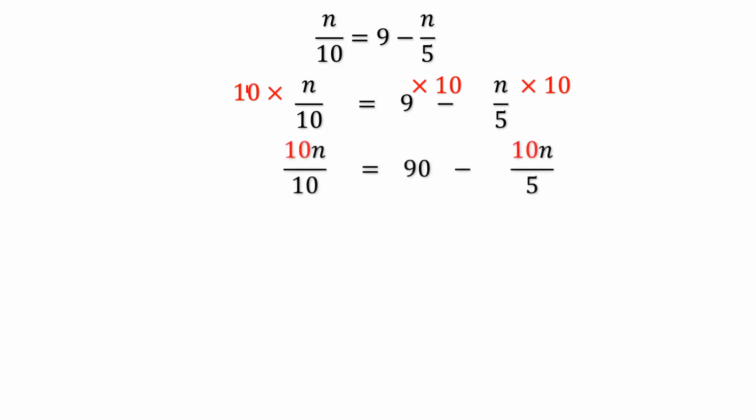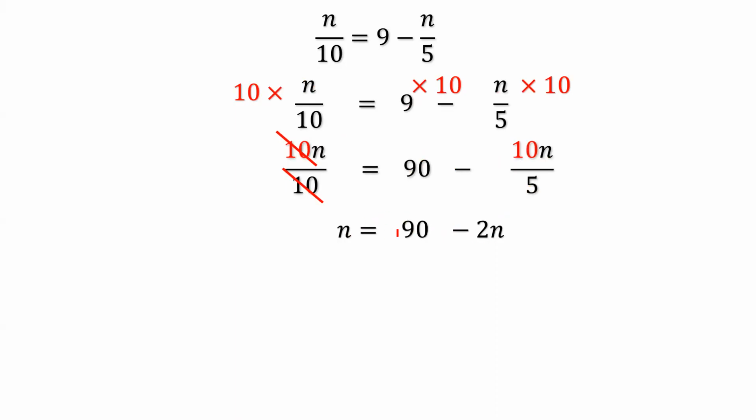So 10 times n is 10n over 10. 9 times 10 is 90. And n times 10 is 10n, all over 5. We can cancel the 10 and the 10, they cancel out, leaving us with just n. We still have 90 here, and we know that 10 divided by 5 is 2. So we're left with what? n equals 90 minus 2n.